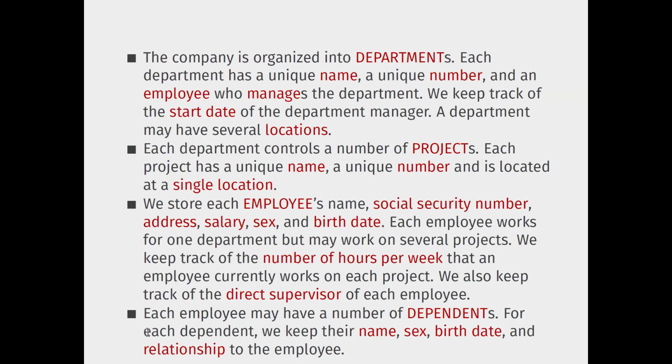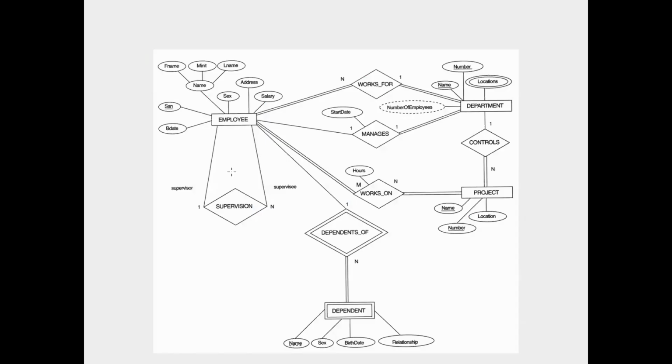Right. Then the last one. Each employee may have a number of dependents. For each dependent, we keep their name, sex, birth date, and relationship to the employee. So finally, we know this is also an entity. So if you read all these paragraphs, you can notice that there are 4 entities here.